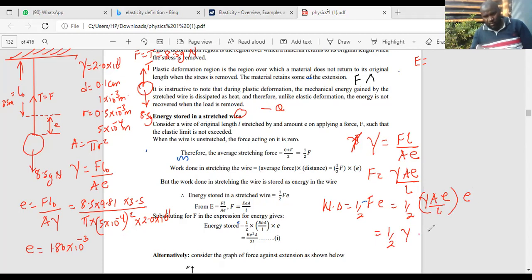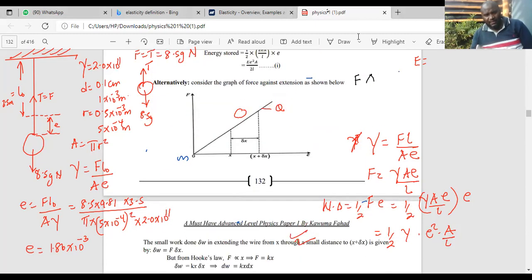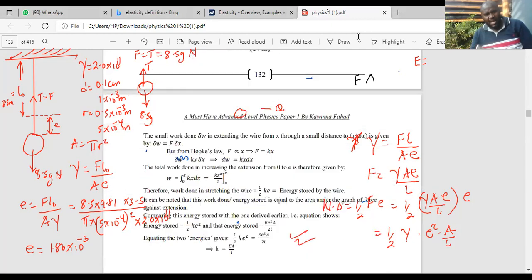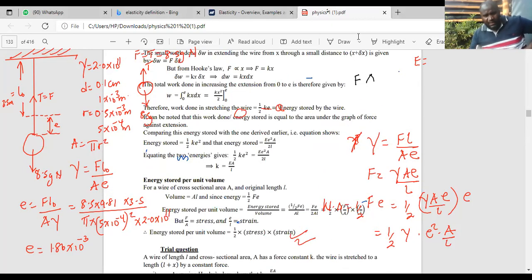Times the extension squared, and the cross-section area per unit length. Okay, which gives us the same equation. So it's just a matter of making one the subject. The aspect of graphical method and integration, I also showed you that already.